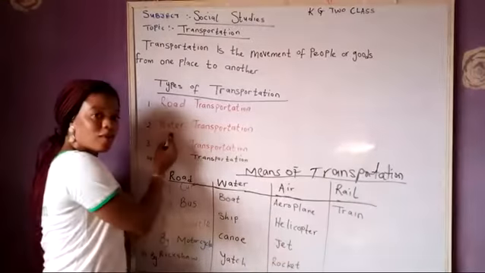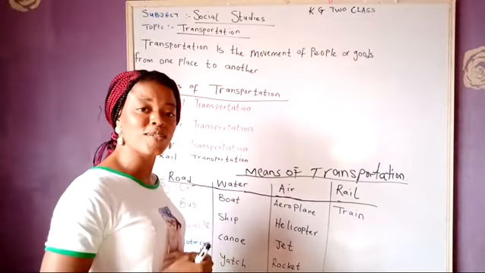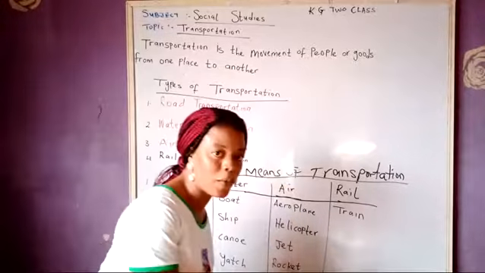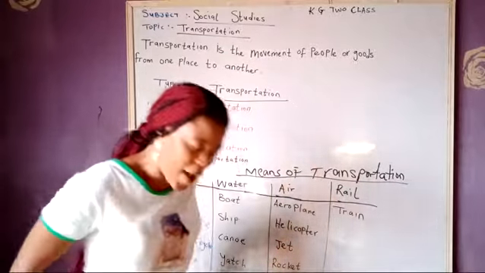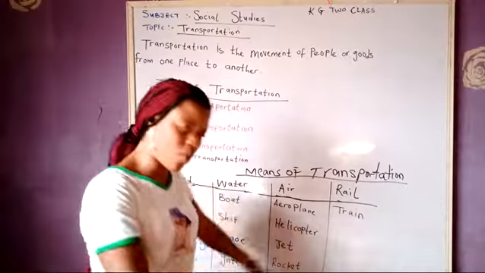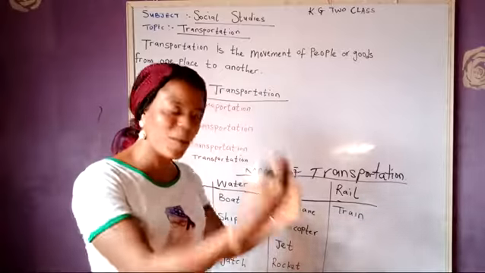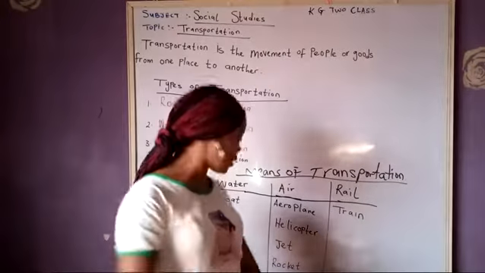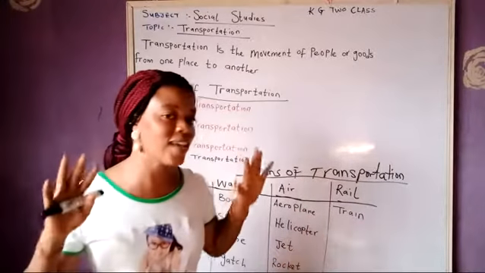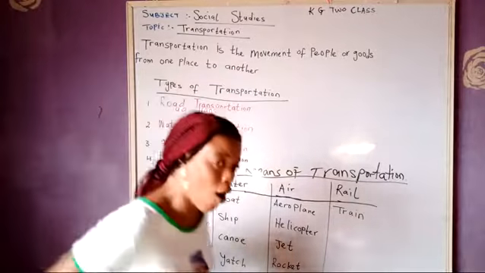Then let's now talk about water transportation. What is water transportation? Water transportation is the movement of people or goods by water. That is, some fishermen sail on the water. You see canoes moving on the water. You see ships moving on the water. You see boats moving on the water. And you also have yachts moving on the water. Do you understand?